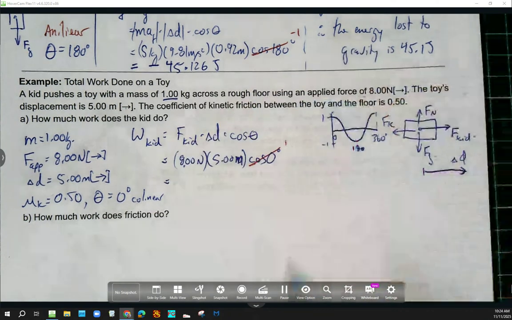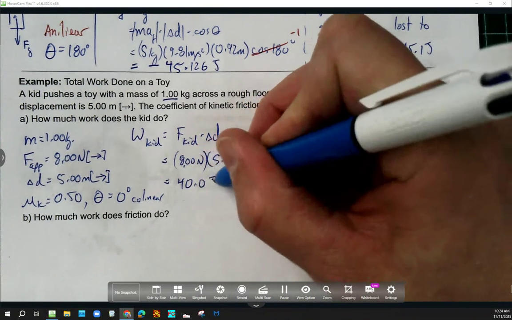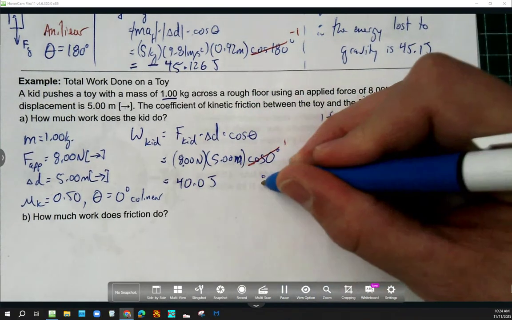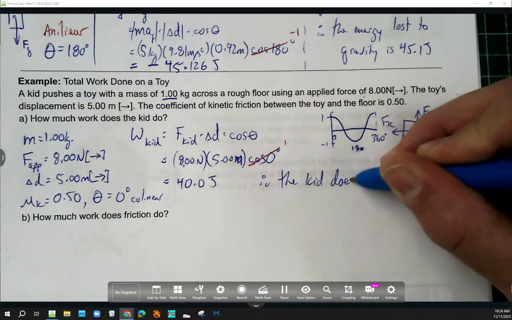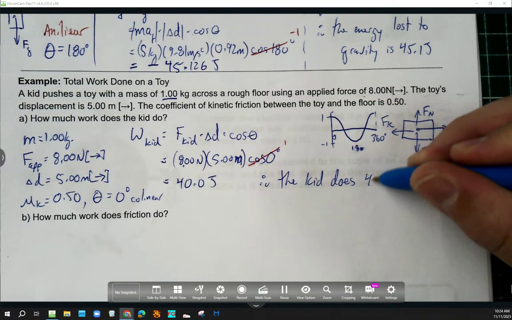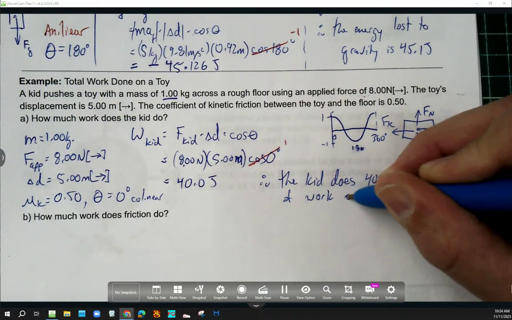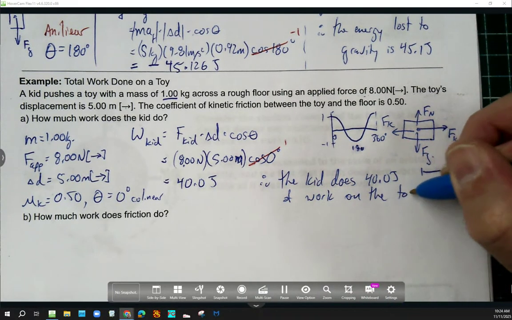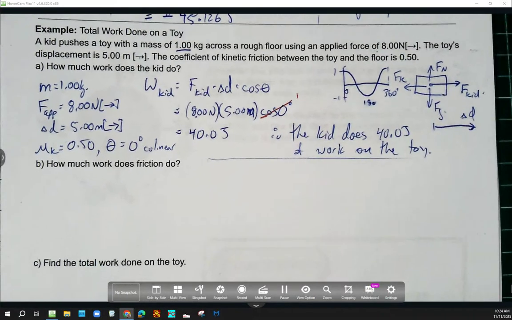So I got 8 times 5. 8 times 5 is 40. 40.0 joules. And we can make a little therefore statement. Therefore, the kid does 40.0 joules of work on the toy. Now that's the kid. Maybe I want to know how much work was done by friction.